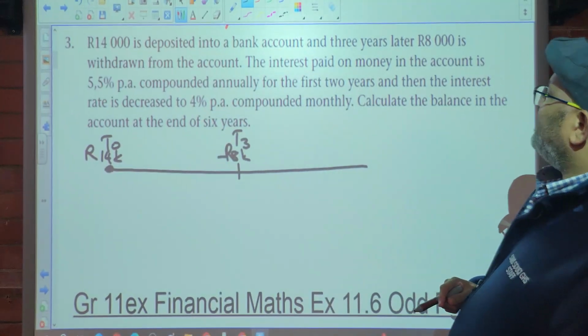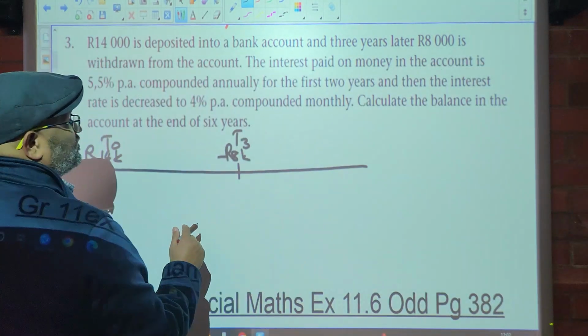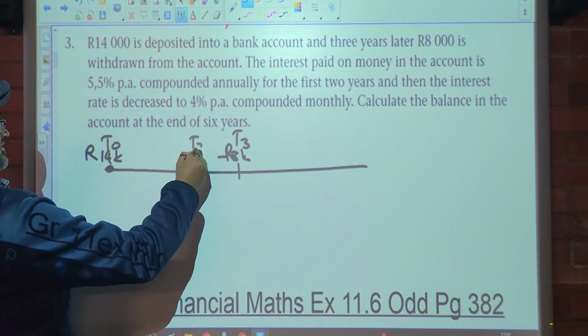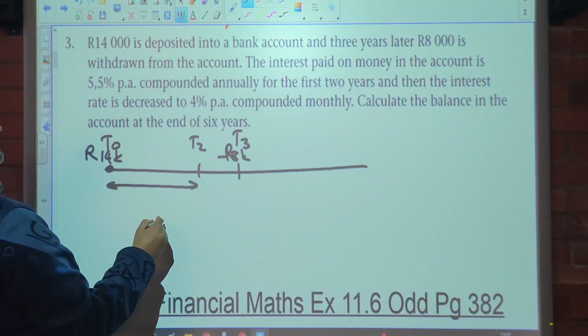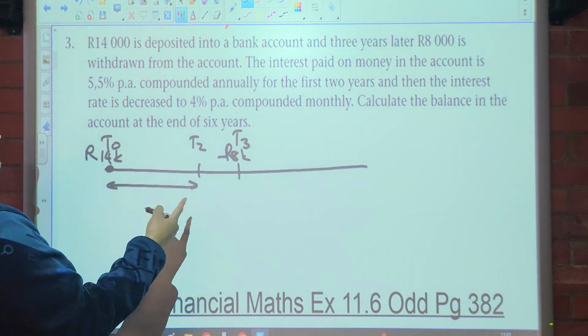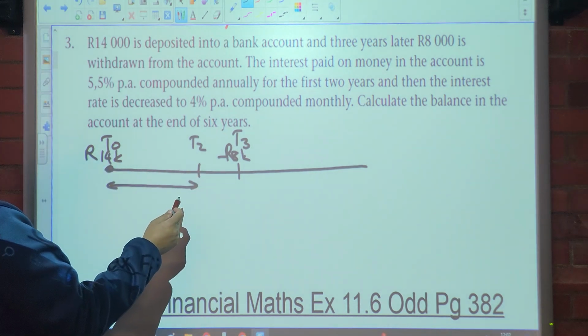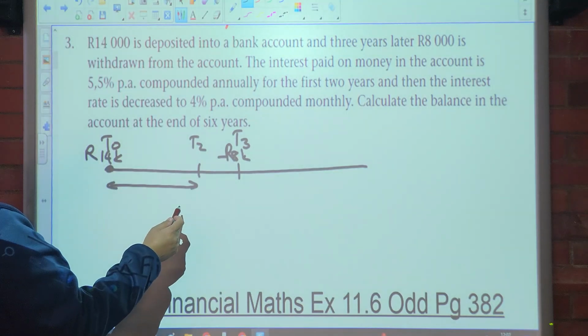The interest paid on the money in the account is 5.5% per annum compounded quarterly for the first 2 years. Why is it 2 and 3? There's something wrong with this guy. The previous question was also 2 and 3. But anyway, he probably likes 2s.